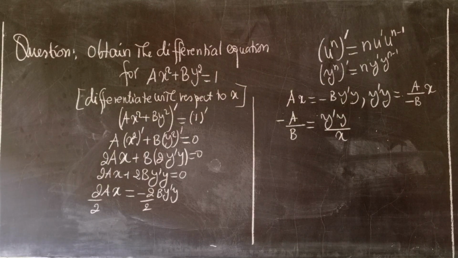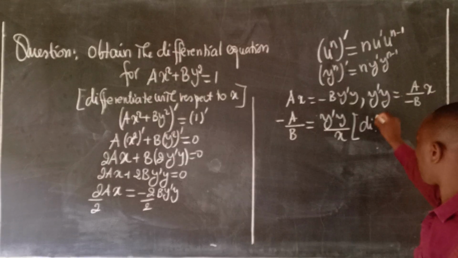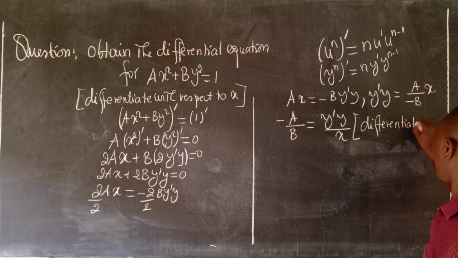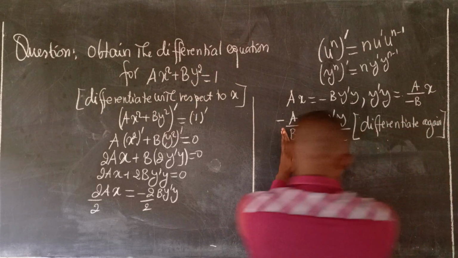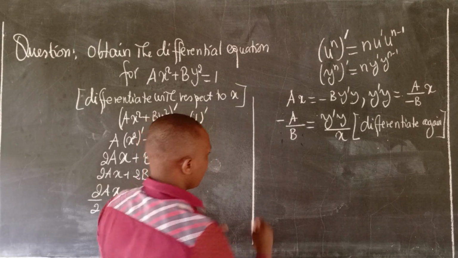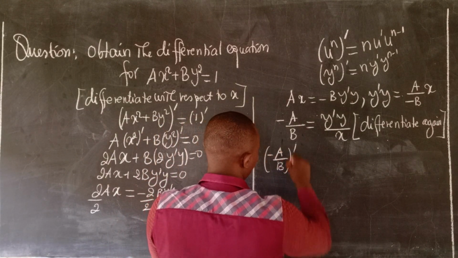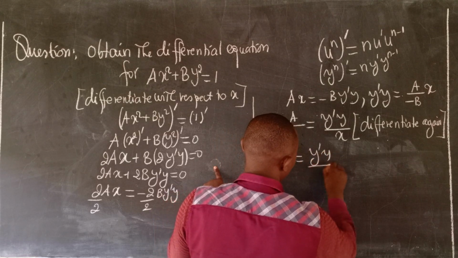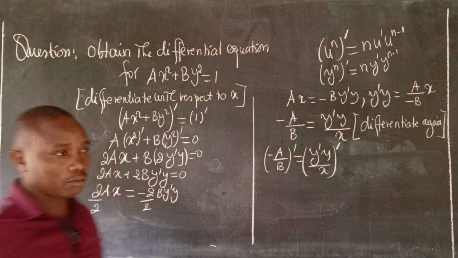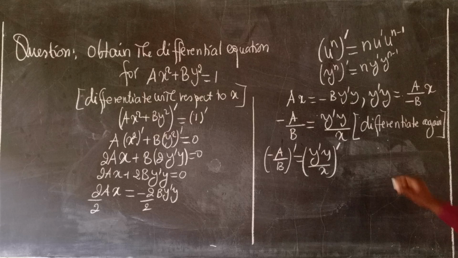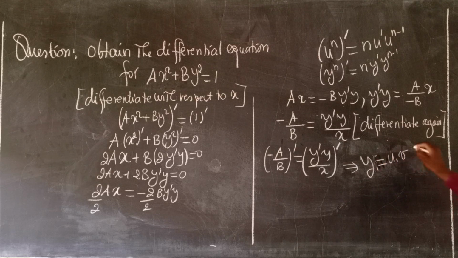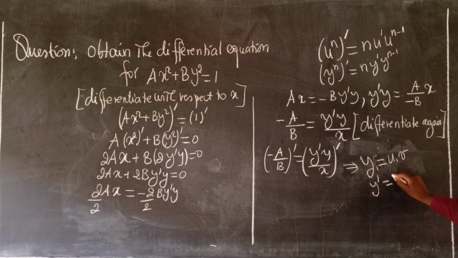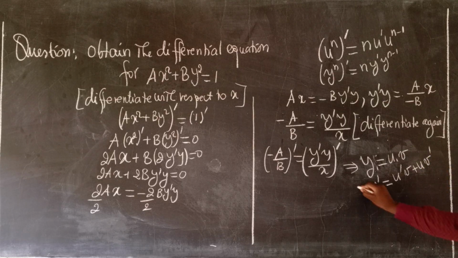What we are going to do now is to differentiate again with respect to x. The derivative of this will be 0, and the derivative of this will be found. Here, negative a over b, prime, will be equal to y prime y over x, prime. Here, we will follow the fact that having y as a function of the product of u and v, its derivative here is u prime times v plus u times v prime. This is property 1.